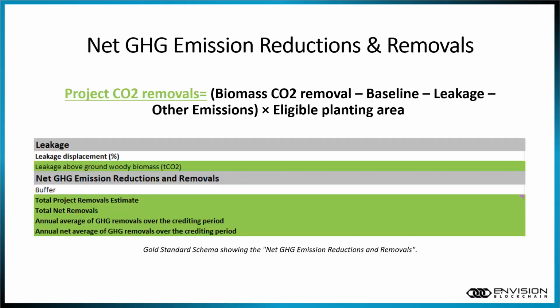Using the equation provided within the methodology, the project CO2 removals are equal to the biomass CO2 removal minus the baseline, minus leakage, and minus other emissions. We then multiply all of that by the eligible planting area, and we can get the net GHG emission reductions and removals. This is all calculated in an Excel spreadsheet because it makes it easier for us to use auto-calculate fields in order to transfer the information into the Guardian.